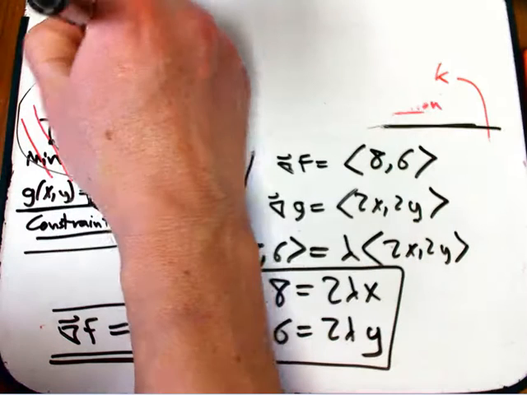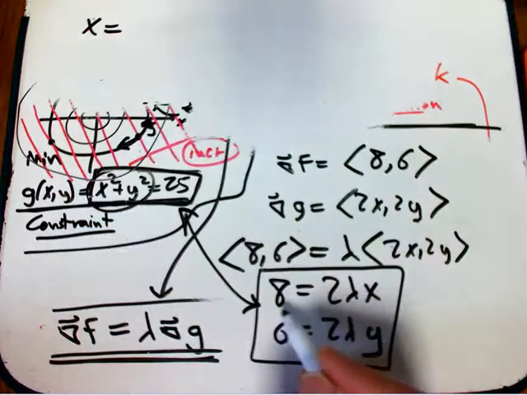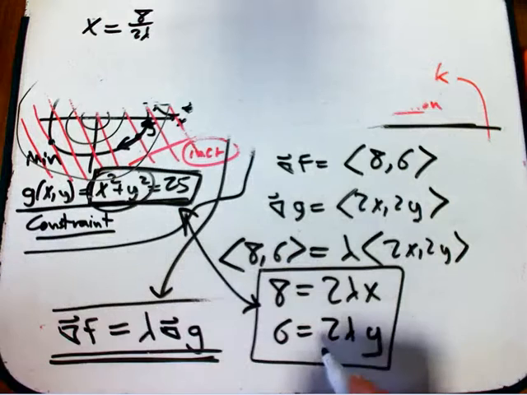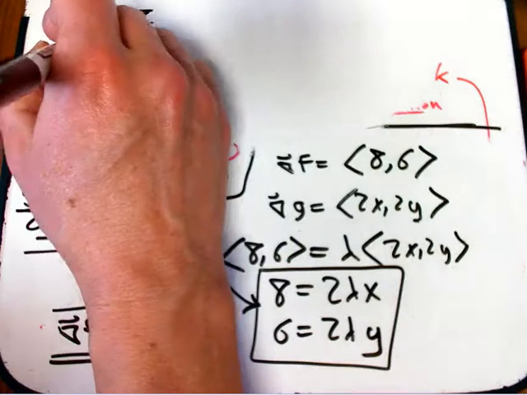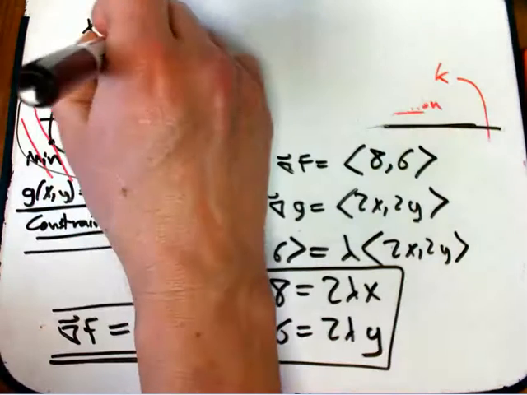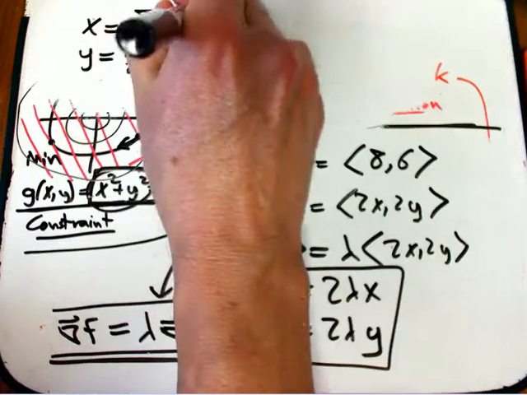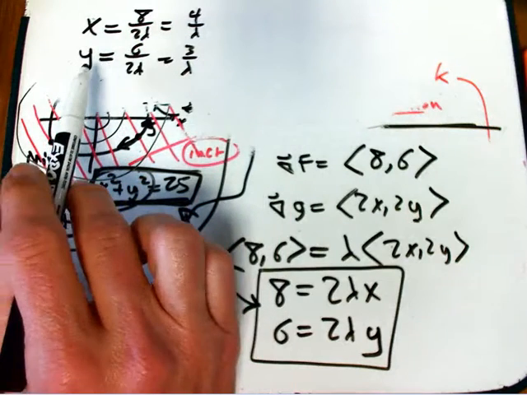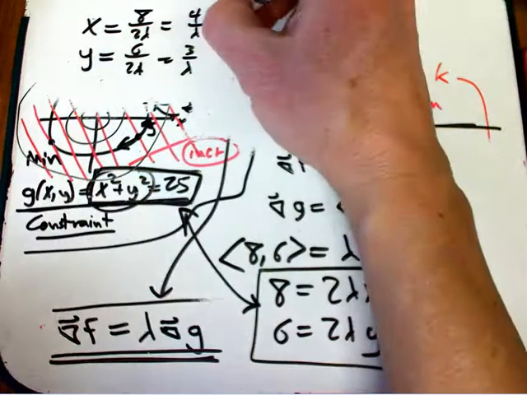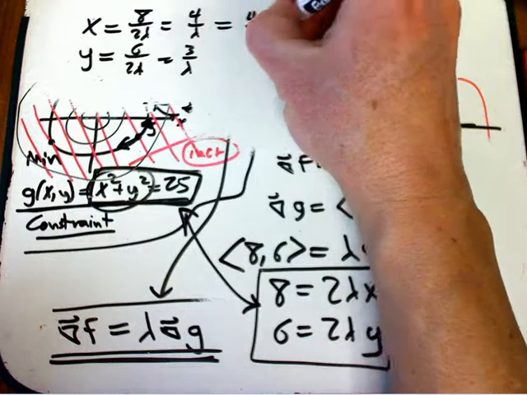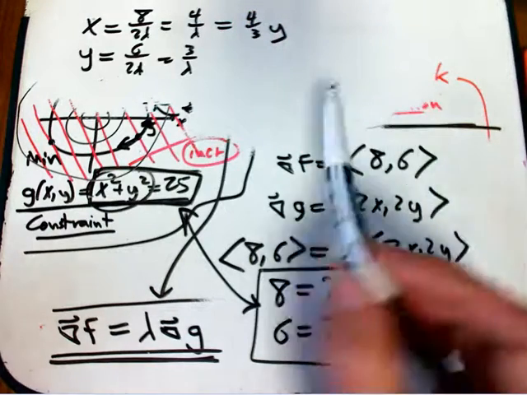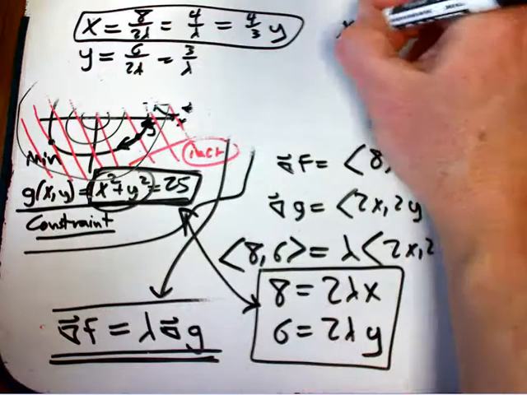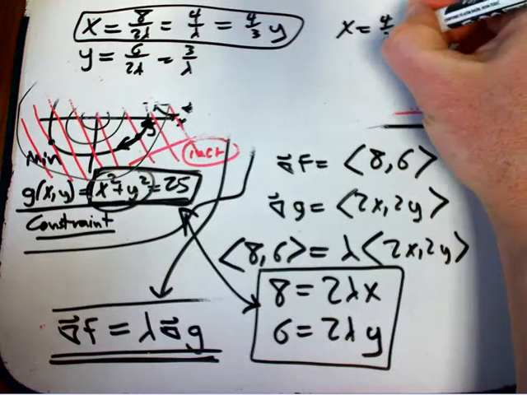And that would say that x is going to be 8 over 2 lambda. And y is 6 over 2 lambda. Well, of course, this is just 4 over lambda. And this is just 3 over lambda. Okay, so that's giving a very close to a direct relationship between x and y. So in fact, clearly x is just 4/3 times y. Okay, so in this case, there's lots of ways to get to this conclusion, but we've now eliminated lambda, basically. So let me just write it out. So, x is 4/3 y.